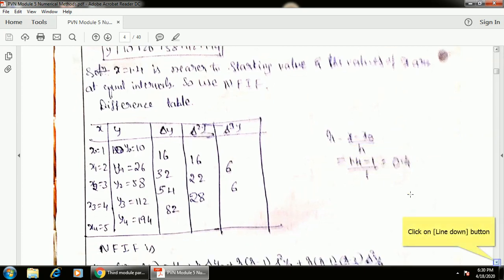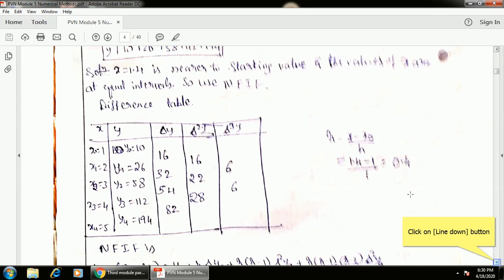The values of x are 1, 2, 3, 4, 5 and the corresponding values of y are 10, 26, 58, 112, 194. First order forward differences: delta y naught, actually this will be 26 minus 10, 16; 58 minus 26, 32; 112 minus 58, 54; 194 minus 112, 82.